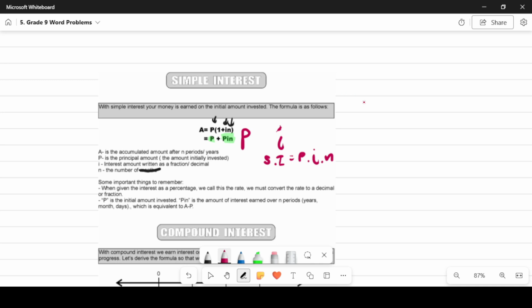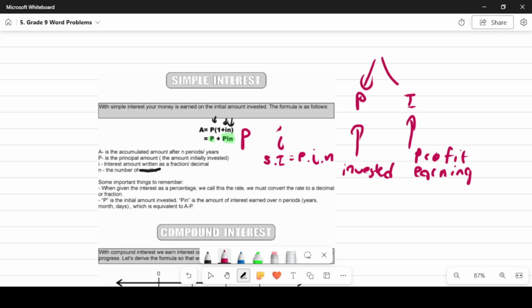Again, remember you've got two parts. You've got P, and you've got the interest. P is the amount that is invested. The interest is the earnings, the profit. You can think of it like that, the profit or the earnings. That's what the interest is. You will always think about this in two parts: the money that you invested and the money that you earned. Always think about it in two parts.